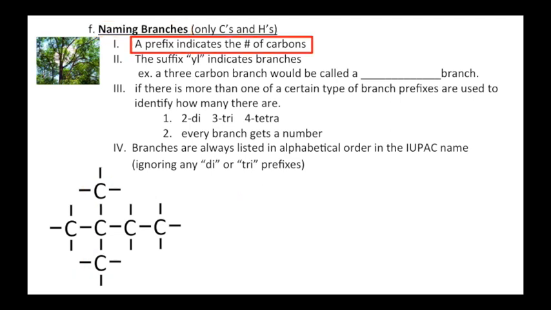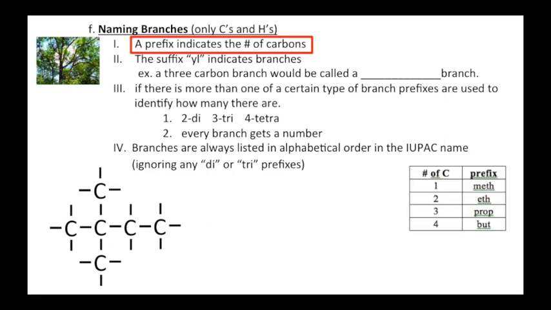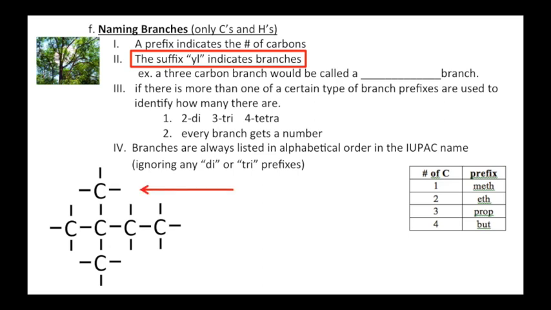You have to have a prefix again. The prefix indicates the number of carbons in the branch. So again, meth is 1, eth is 2, prop is 3. And the suffix YL tells you it's a branch. So watch this. In that branch, there is 1 carbon, so its name is meth, and we know it's a branch, so it's methyl. Same thing with the other one. There's 1 carbon in that branch, it's methyl.